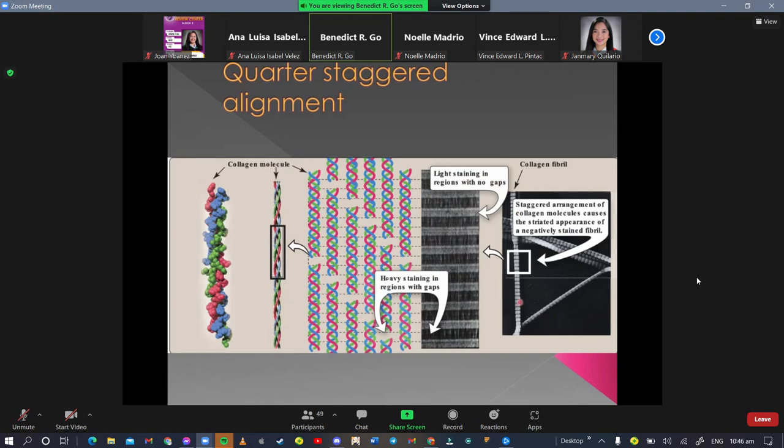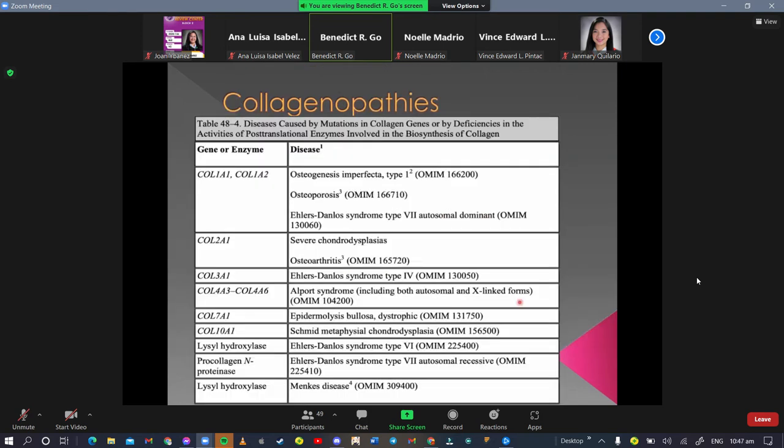Okay, so now we move on to the collagenopathies, or your collagen-borne diseases. You have diseases which come from gene mutation all the way up to here, and you have diseases which are caused by deficiency in the activities of your post-translational enzymes, which you can find here, the last three. Okay, and these are the various collagenopathies.